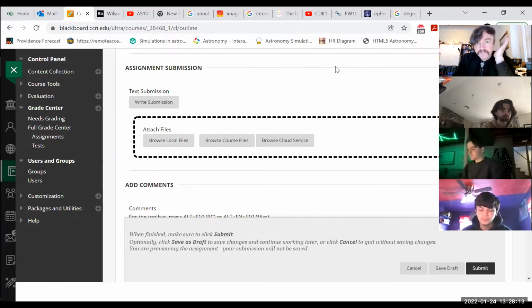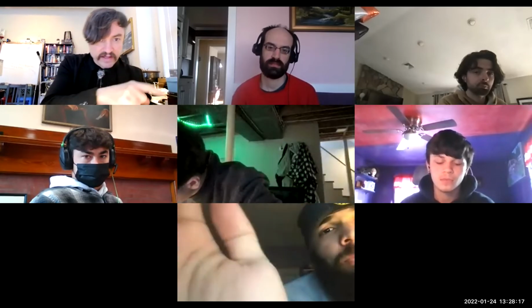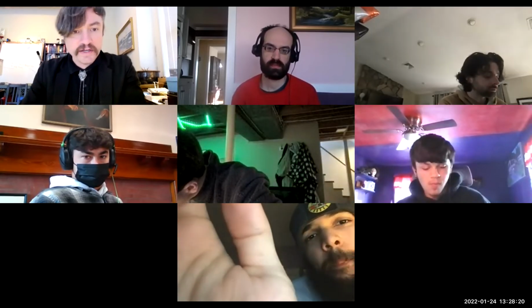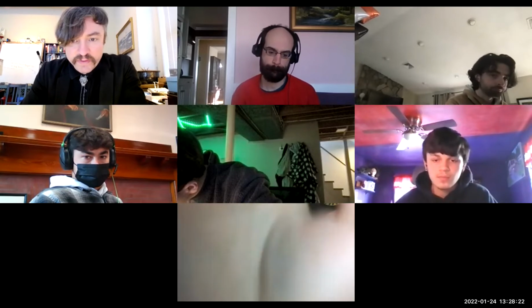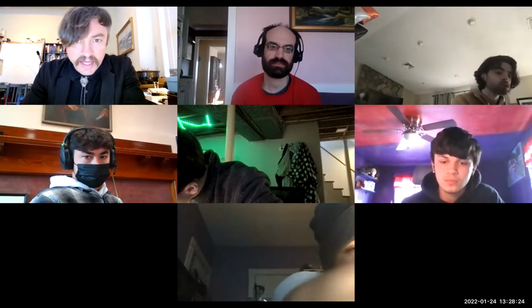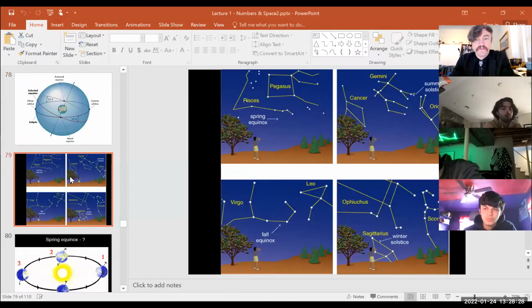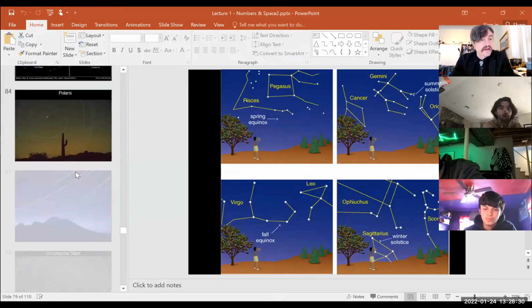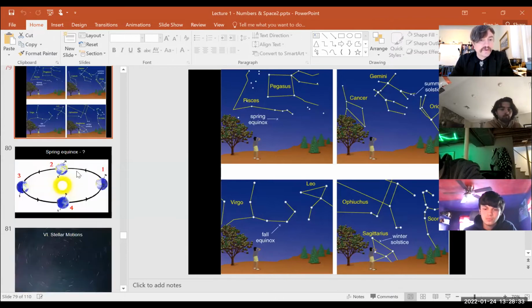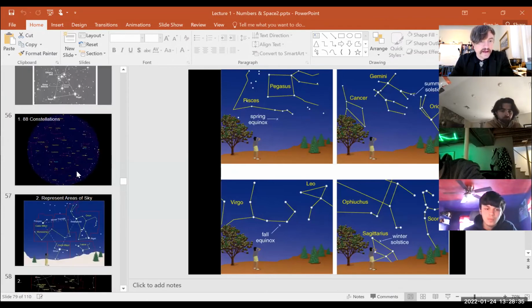Okay, let's see if I can go into share. Actually, before I activate this, because I only get 1 shot to do it, a couple of things that you guys would like to know about before we begin. Constellations are not simply stick figures on the sky. Constellations represent territories or areas on the sky.